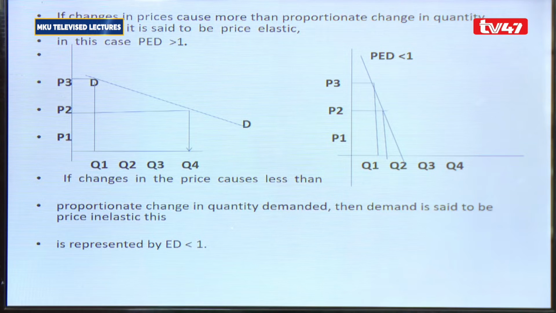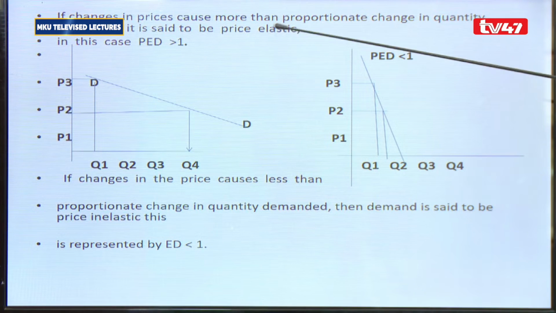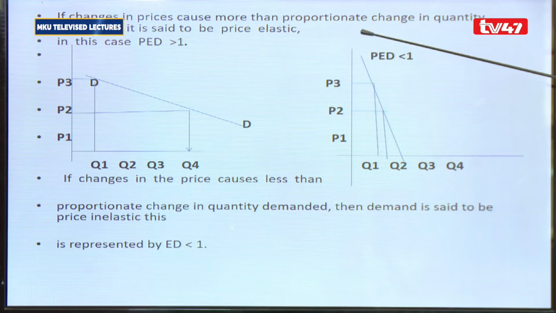And we ask ourselves, how can we demonstrate that elasticity, even graphically, so that we are able to explain and see whether it is drastic, whether it is a small change, whether it's a big change. Now, if a change in price causes a more than proportionate change in quantity demanded, it is said to be elastic.